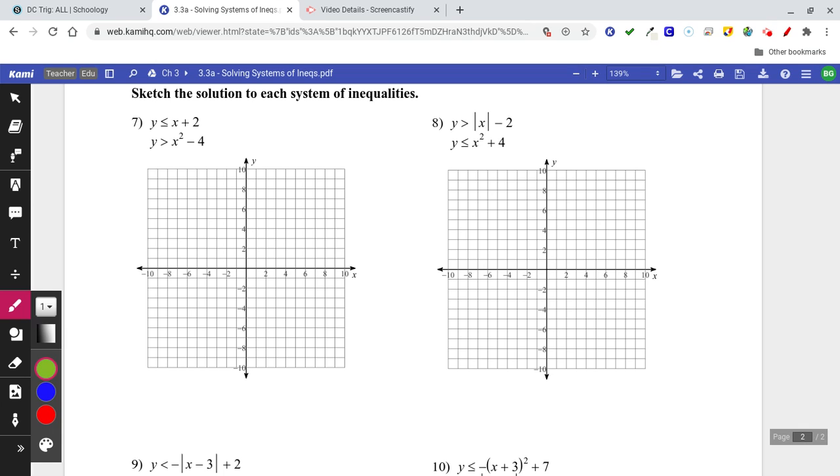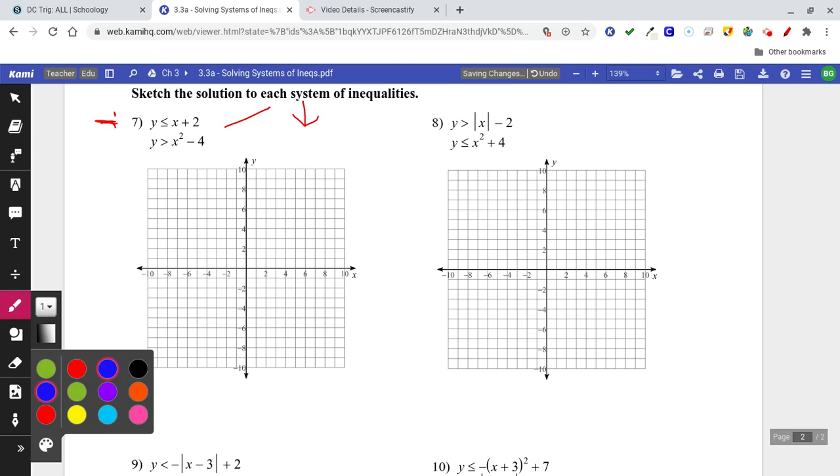Number 7, we've got some harder examples. You're going to look at number 7, and you should recognize one of them as a parabola. You've got a line and a parabola. So looking at the equations, the first one, I see a solid line, and I'm shading down. But then the second one is a parabola. I see x squared. Okay, so greater than tells me that it's going to be a dotted parabola, and I'm going to shade up. So let's do both of those things.